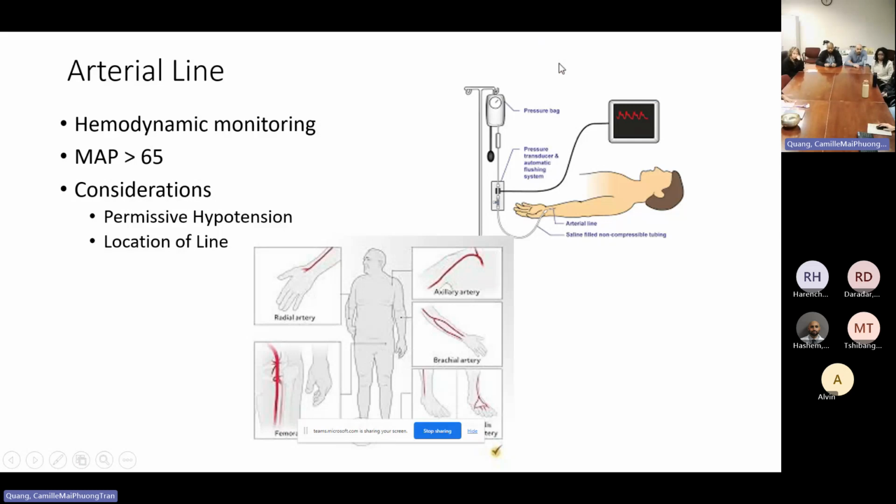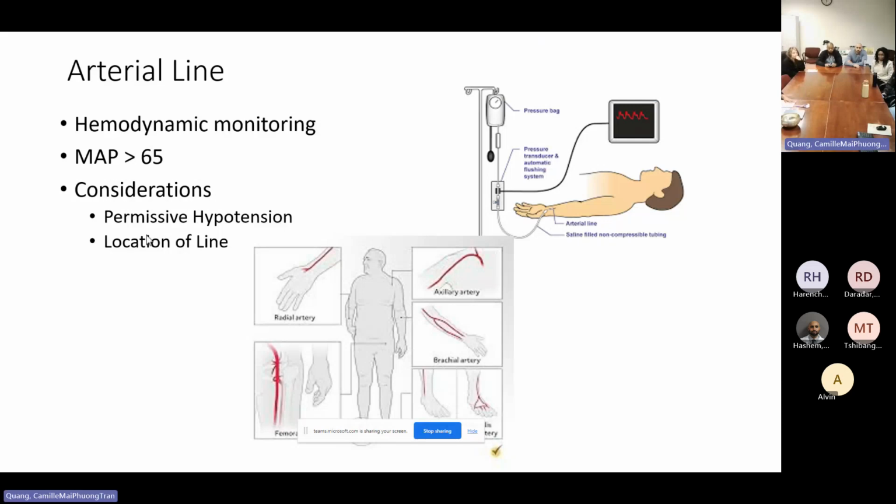Nurses set this up for you. They're pretty helpful. But some things to consider when you're putting in an A-line is your actual MAP goal. Sometimes you want to allow for permissive hypotension. If your patient's bleeding, you don't necessarily want to shoot their blood pressure through the roof, because you're blowing off the clot.